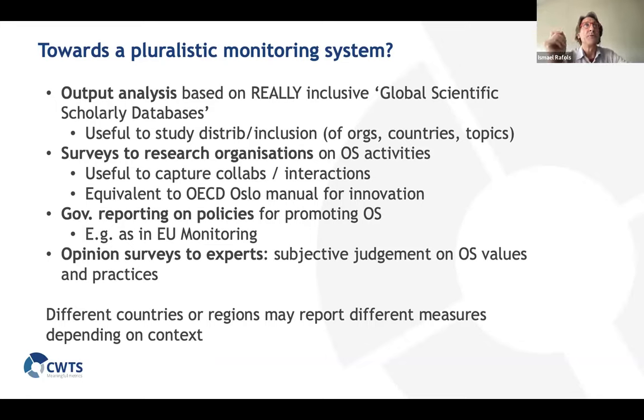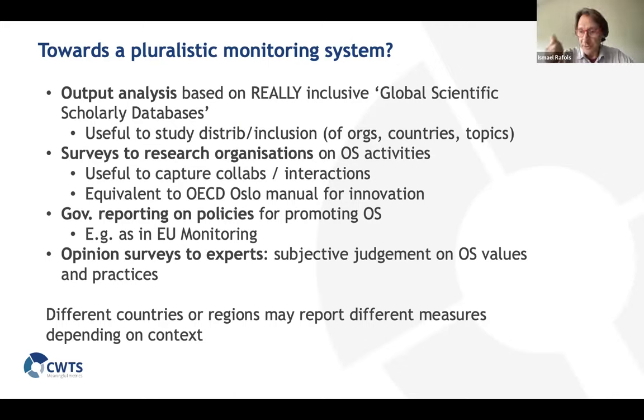There is the possibility of doing surveys to research organizations, because surveys are a means of having information on processes. And here I would refer to the move that the OECD did from the Frascati manual that was developed in the 60s to the Oslo manual that was developed in the late 80s, early 90s, with the Oslo manual for innovation being a survey that asks about interactions.